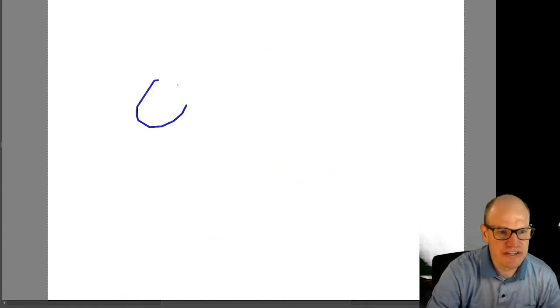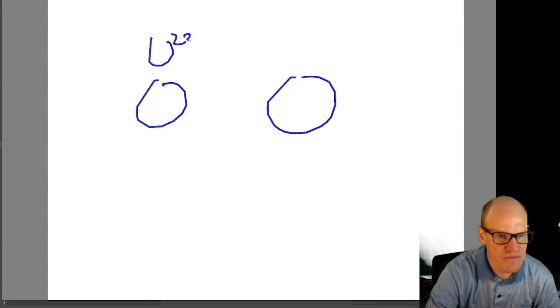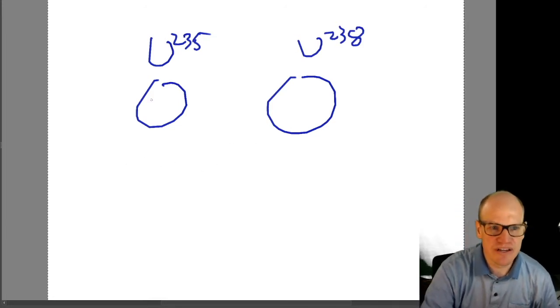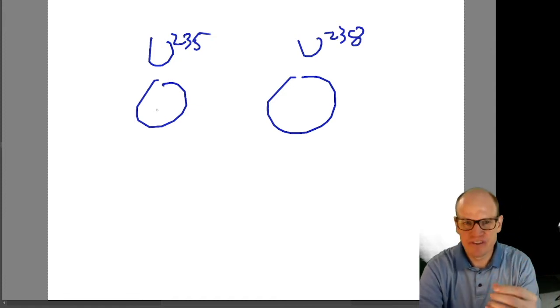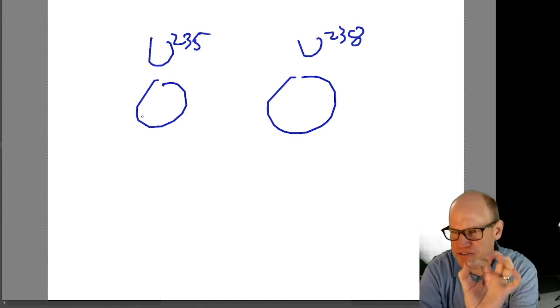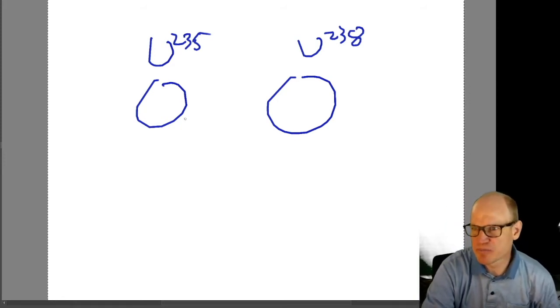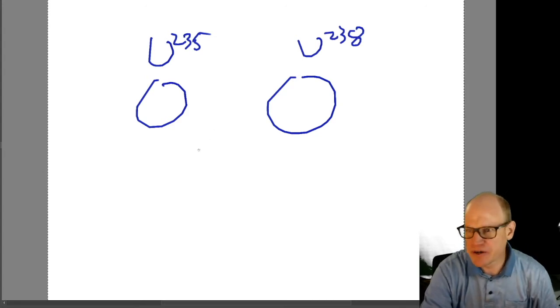Let's say we have two uranium atoms like this. This one is uranium-235, and this one is uranium-238. These are the most common types of uranium atoms. Chemically, these two things are the same. They both have 92 electrons, and so they have the same chemistry. There are small differences in the chemistry, but they are very, very small compared to the bulk properties of their chemistry. So they have essentially identical chemistry. In terms of their nuclear properties, they're very, very different from each other.